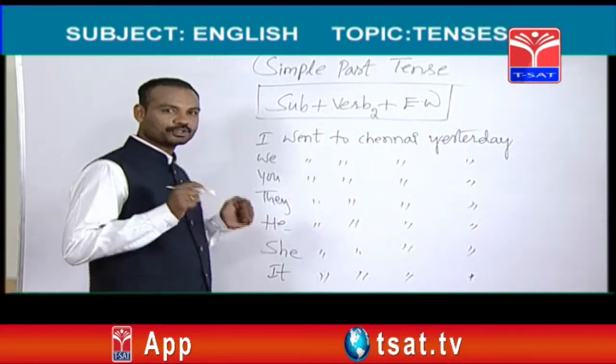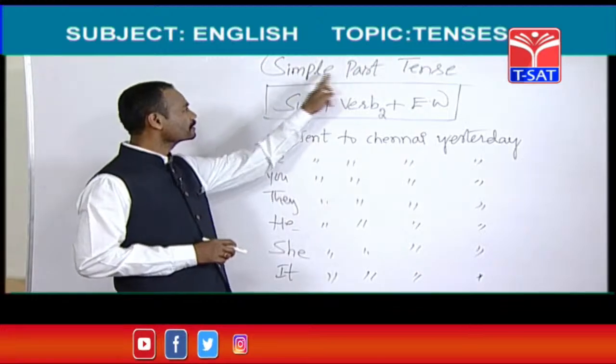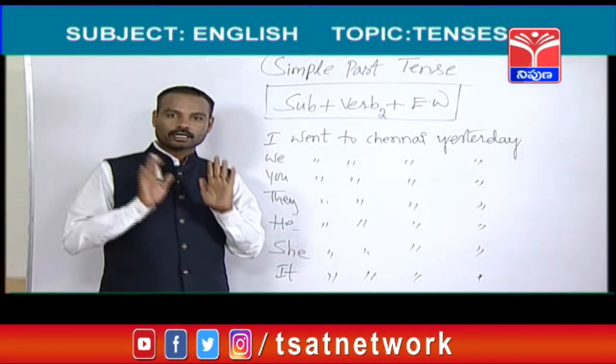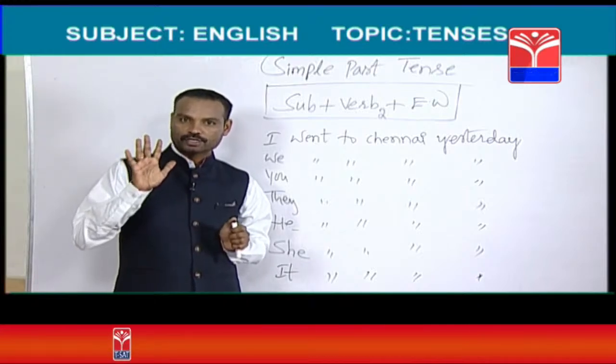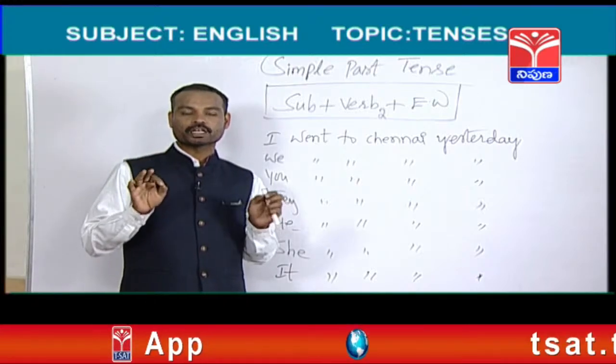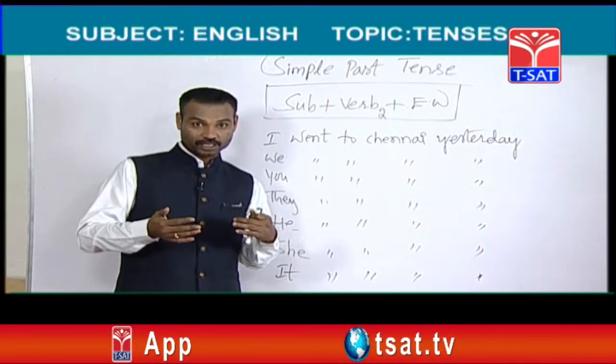Hi friends, in today's class we are going to learn simple past tense. Tense name is simple past tense. Now I am going to tell you the definition of simple past. The tense which is used to indicate an action which was completed at some time in the past is called as simple past. Do you want me to repeat the definition of the tense once again?